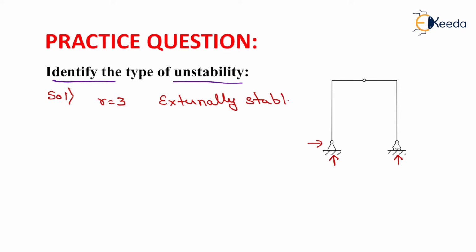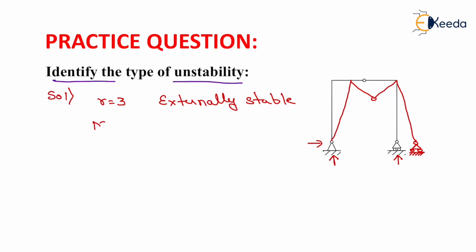Now we need to check the internal stability of this frame. Due to the roller present at the last end, this roller will move like this, because in the horizontal direction there will be a degree of freedom. Due to the movement of this roller, a mechanism will develop here like this, and due to this mechanism formation, the beam will become internally unstable.